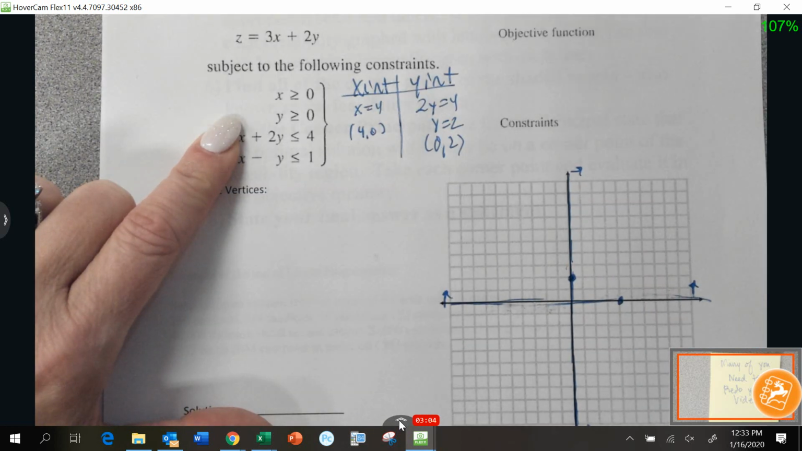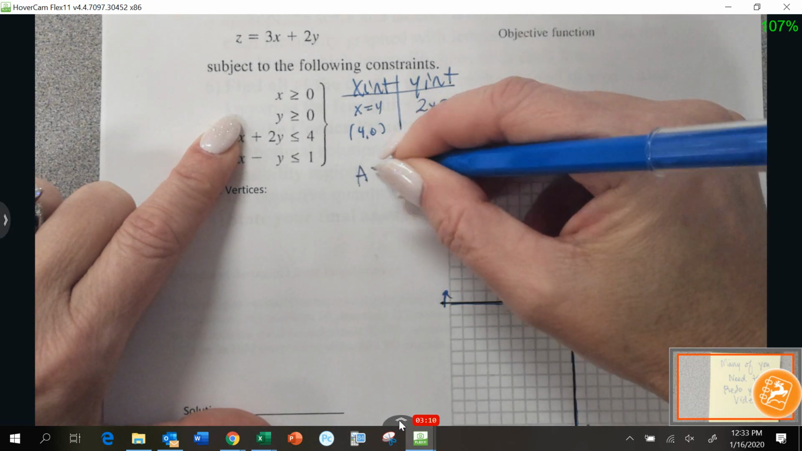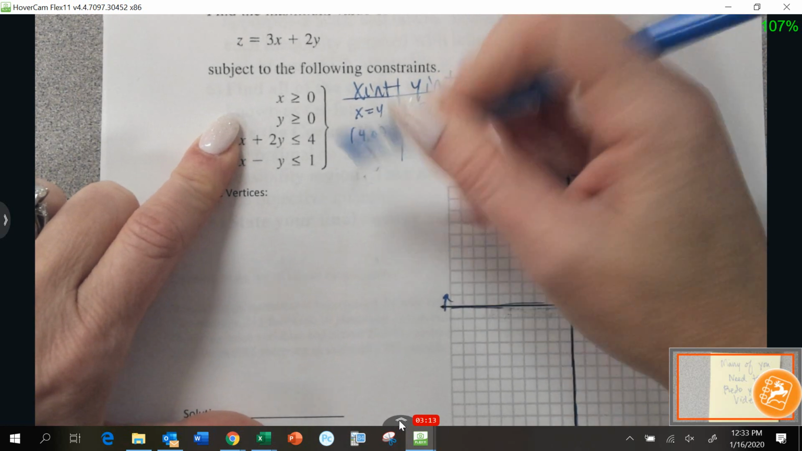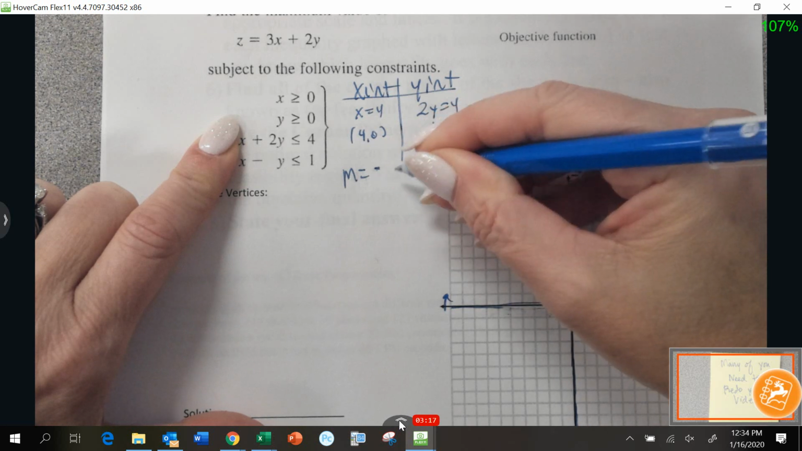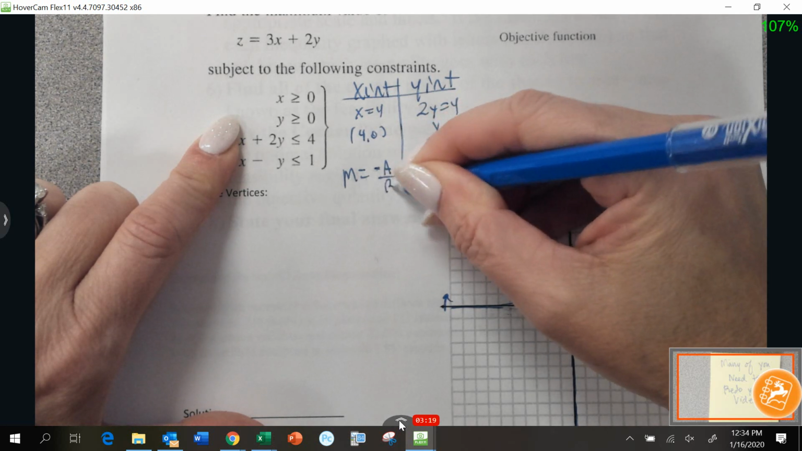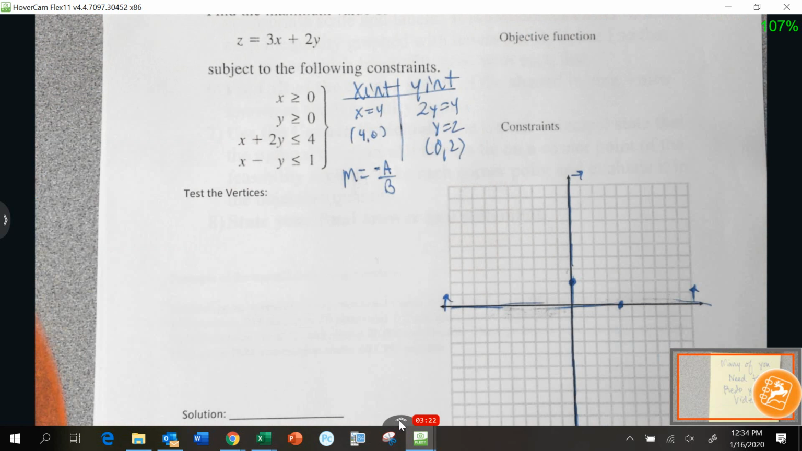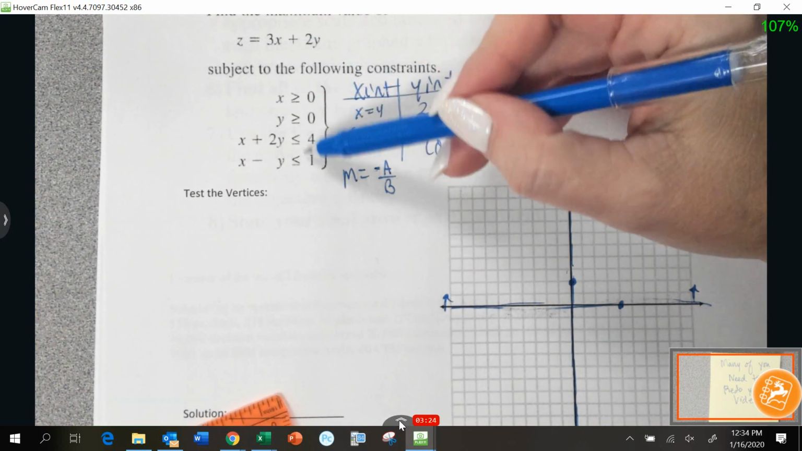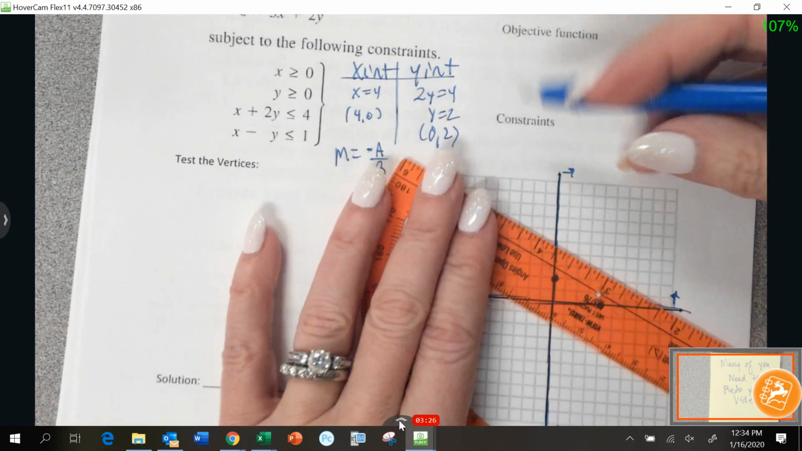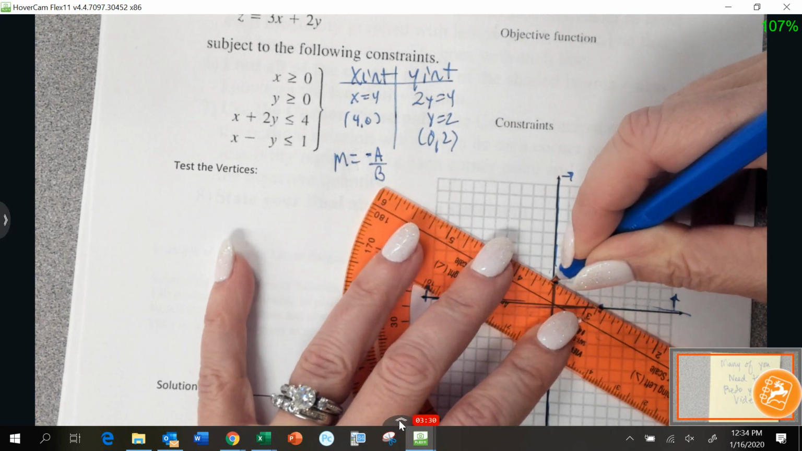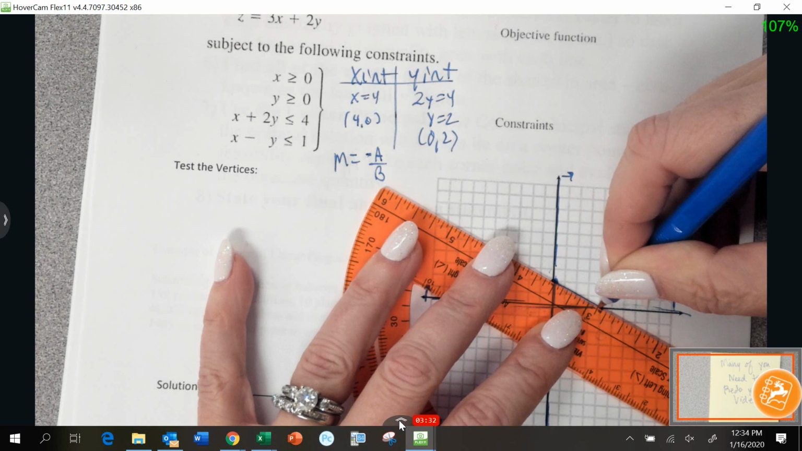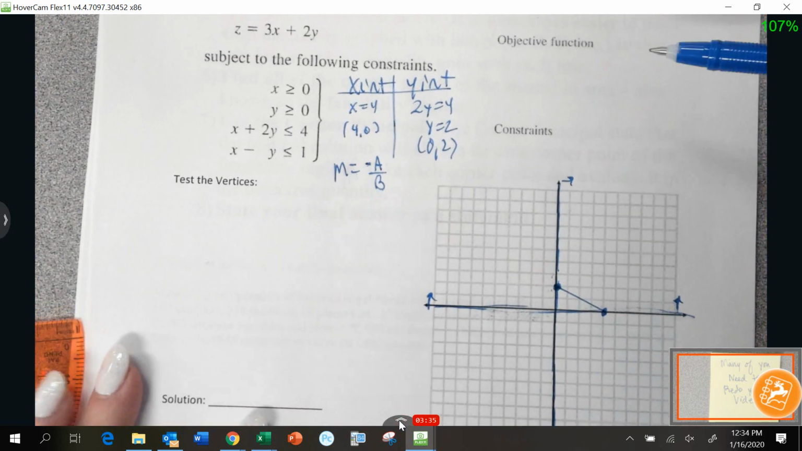Do I need the slope? Also, if I did need the slope, what is the formula for the slope? m equals what? Negative a over b, yeah. If you did need the slope, I don't need it for this. I'm going to connect these, and all of these look like they are solid lines. I'm not even going to bother to go past the first quadrant because I know it's only going to be in the first quadrant due to my first two constraints.